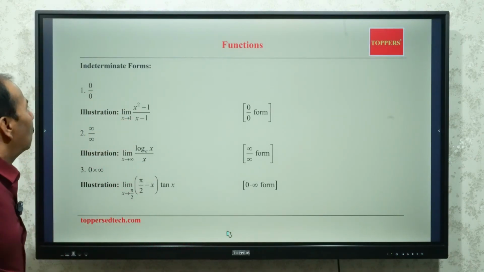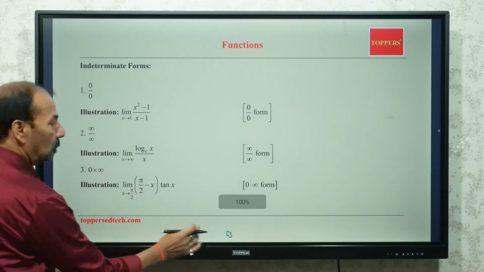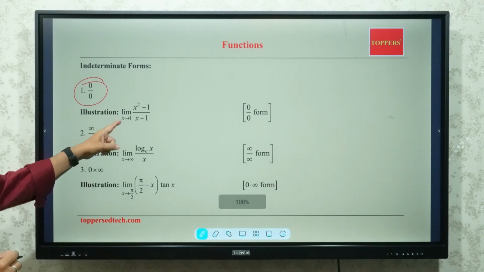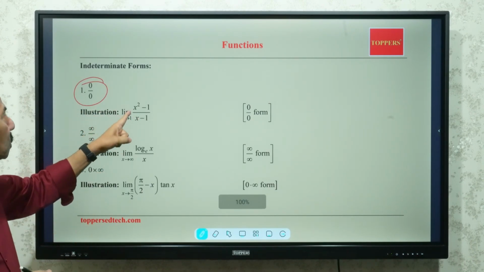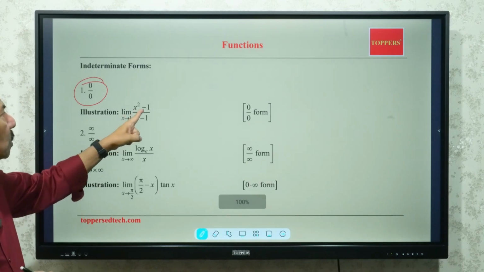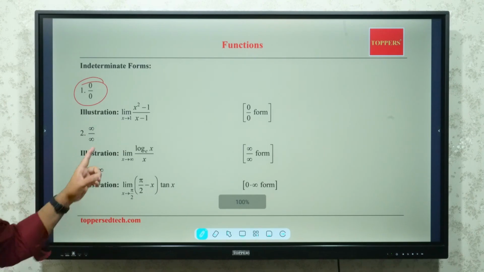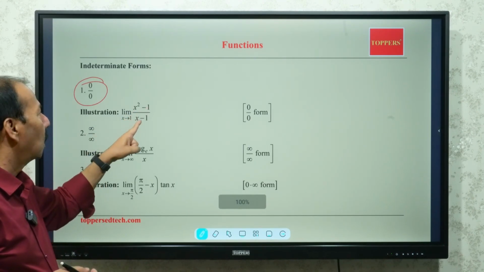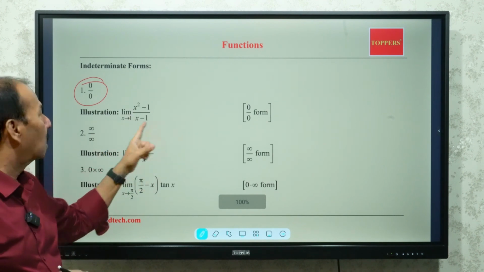There are 7 forms as far as these indeterminate forms are concerned. First, 0 by 0. Just for the example, as I have just told you, take the limiting value of x squared minus 1 upon x minus 1 when x tends to 1. When x tends to 1, if we put this, 1 minus 1 is 0, 1 minus 1 is 0, that becomes 0 by 0. So we can't calculate the value of this.